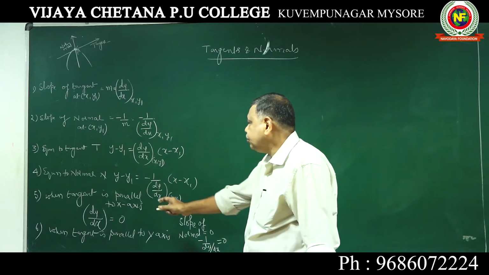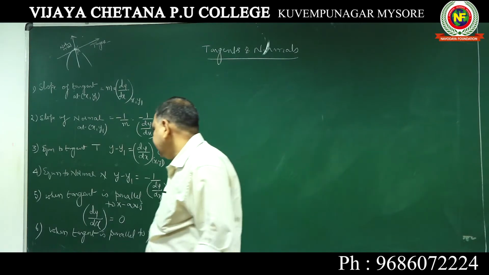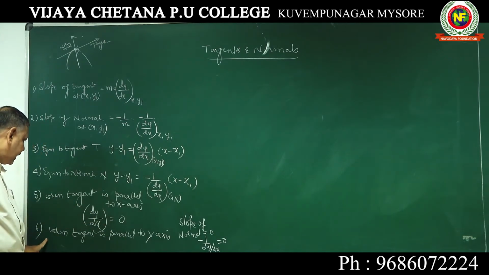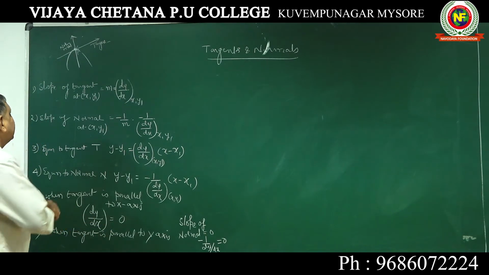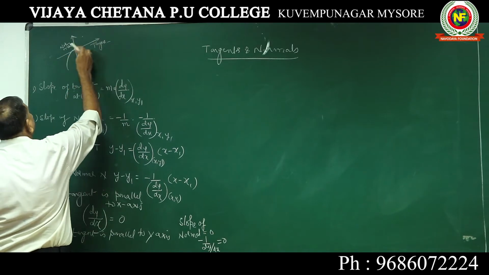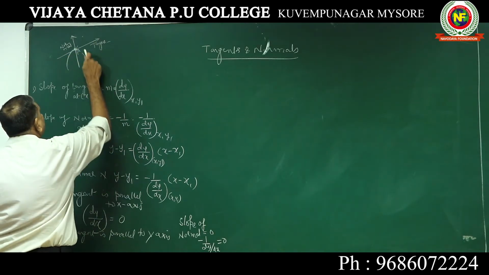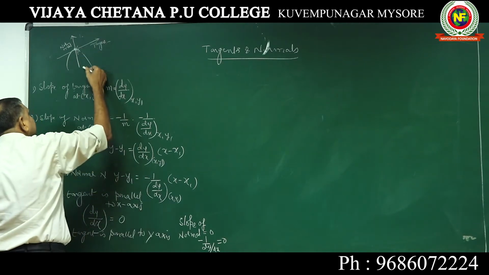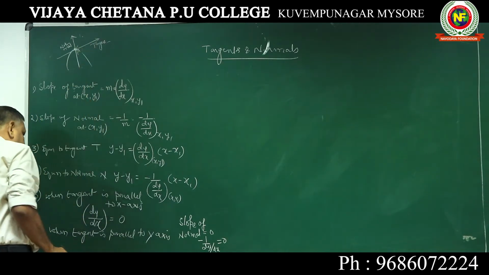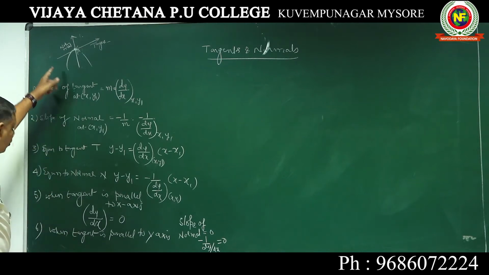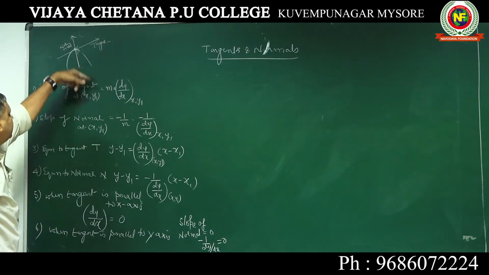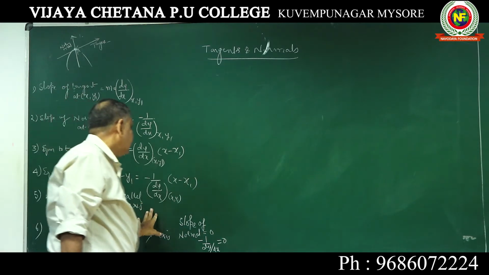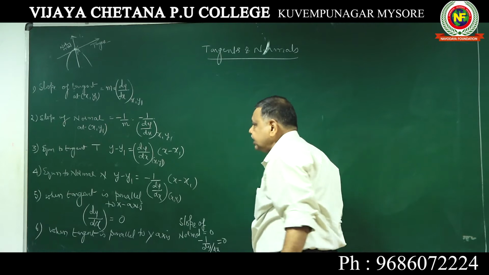Yesterday we have not done these two. Please take this also. When the tangent is parallel to x-axis, slope is 0. When tangent is parallel to y-axis, the slope of normal is 0. These are the 3, 4, 5, 6 things you should know.